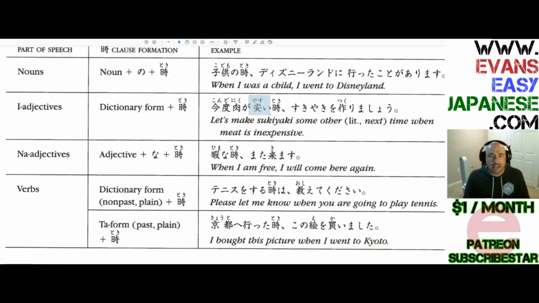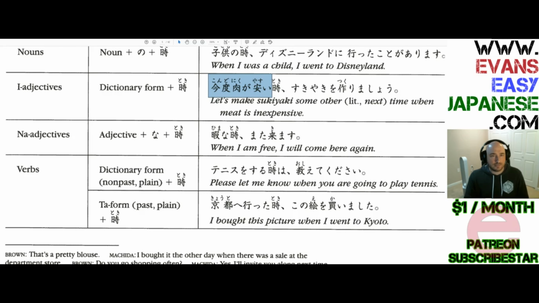So notice the i adjective goes directly into toki. This doesn't seem surprising to anybody, but I want to point out that yasui has the idea of "is cheap," so the meat is cheap time, kind of an idea, is what's going on here. That will be important because that is a clause. Niku ga yasui is a sentence. It is a clause. Niku ga yasui, the meat is cheap. Here when we say kondo, it changes it to the next time that meat will be cheap. But let's keep on going.